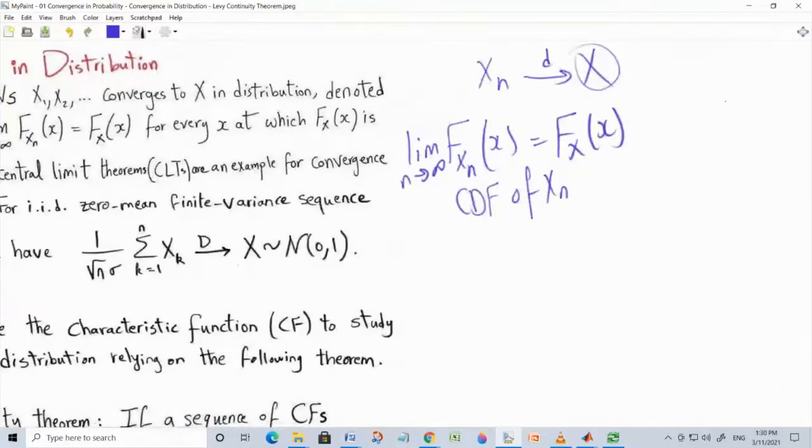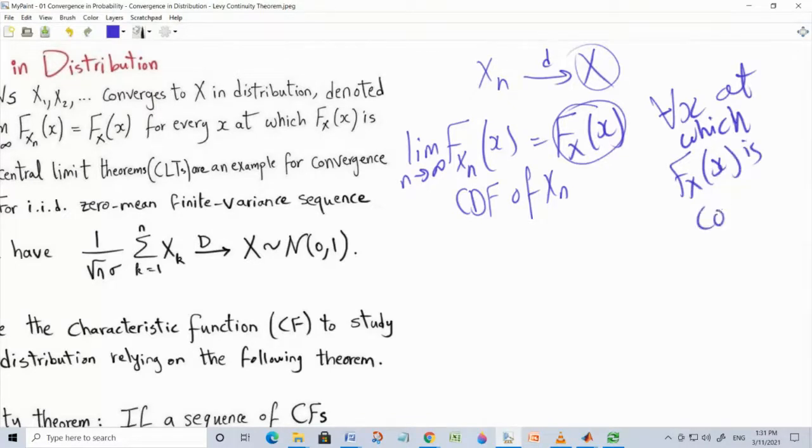There is a technical subtlety here. We care only about the values of small x at which this CDF is continuous. So this is for every x at which F_X(x) is continuous, not for every x in R. That's the official definition of convergence in distribution. What if you are talking about small x at which this is not continuous? We don't care.